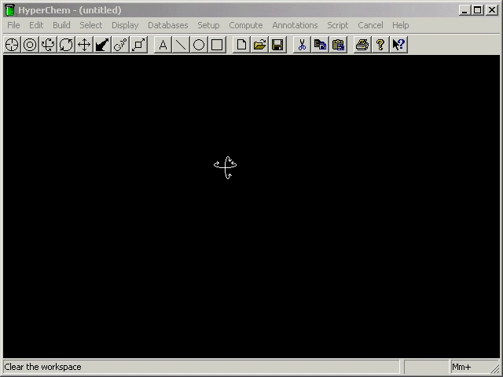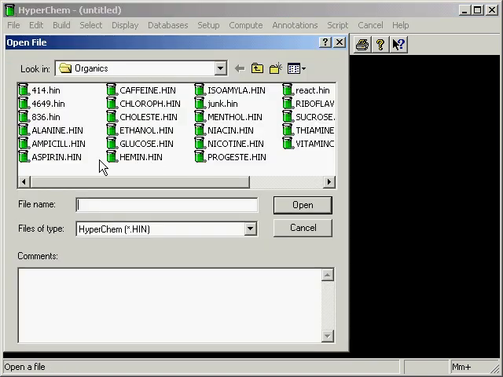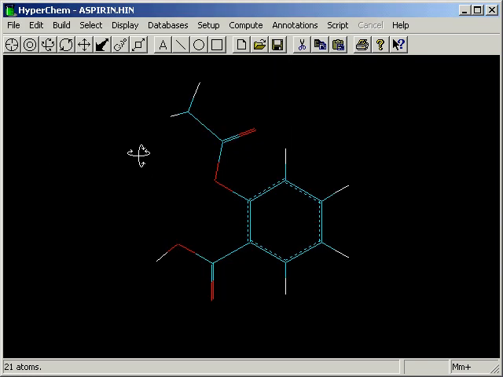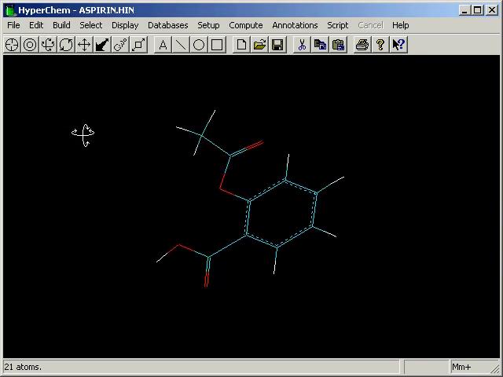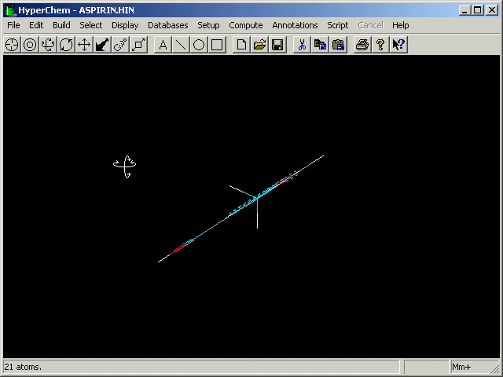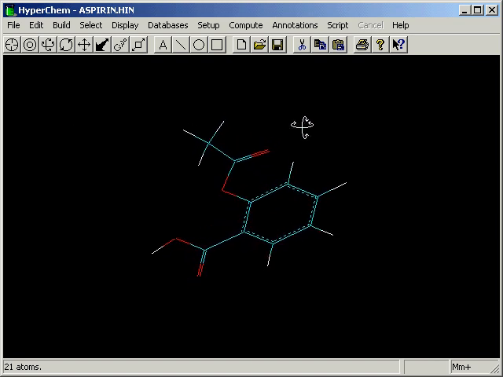In this tutorial, we'll optimize the geometry of a molecule. This is an important operation in almost any molecular modeling situation. So let's get a molecule. We'll take aspirin again. This molecule is relatively planar. The two hydrogens are out of the plane symmetrically.